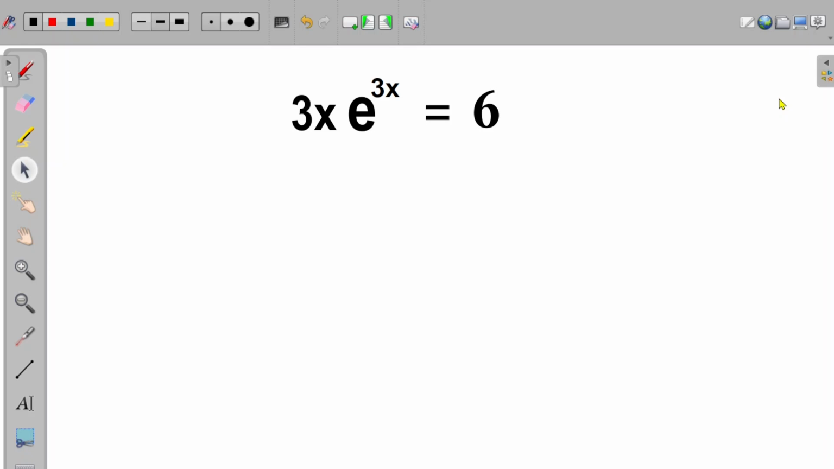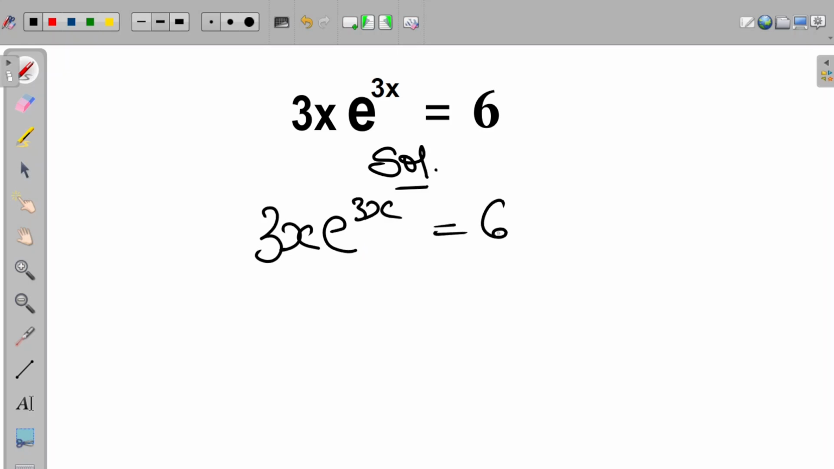In this math tutorial video, we are going to apply the Lambert W function to obtain the approximate value of x. So let's dive into it. The question says 3x multiplied by e raised to the power of 3x is equal to 6. Now let us call this equation A.